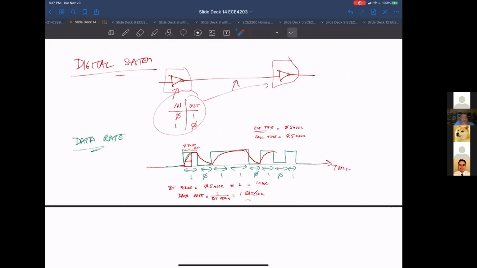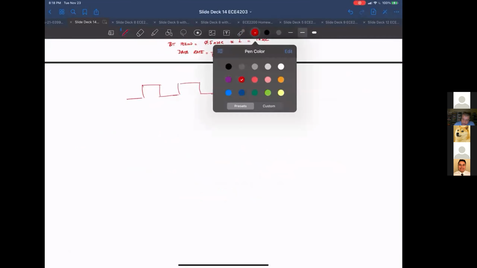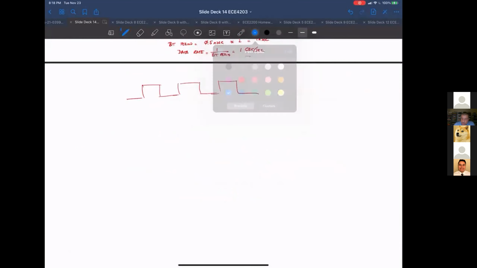Oh, wait, could you say that again about calculating the average power using the simulation? Sure. So what I would do to get the average power is, let's say you take two to three periods. So the output is going to do something like that.